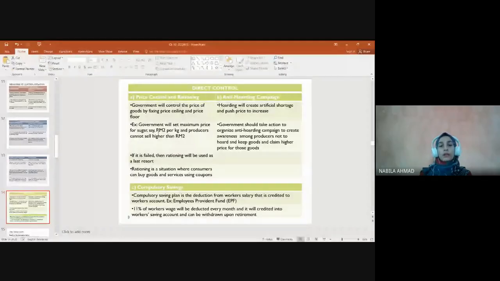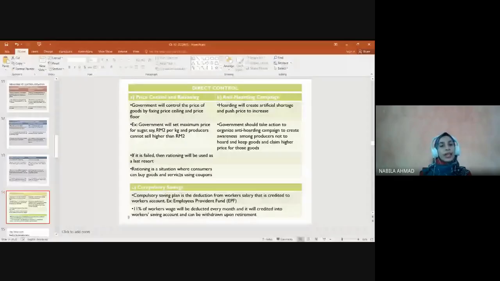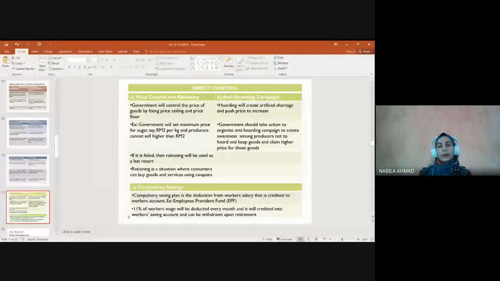So kalau it fails, then rationing will be used as a last resort. Rationing is a situation when consumers can buy goods and services using coupons. So guna coupon lah, tapi ni dah tak berapa popular lah guna coupon kan. So banyaknya government akan fix price ceiling, price floor. Okay, anti-hoarding campaign. Hoarding will create artificial shortage and push price to increase. So government will take action lah. Action, dia akan saman company yang buat sorok-sorokkan barang ni macam tu lah.